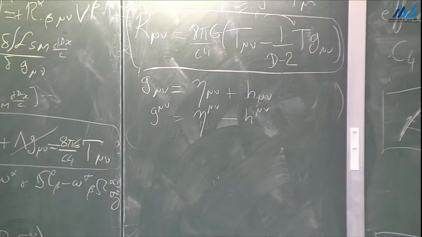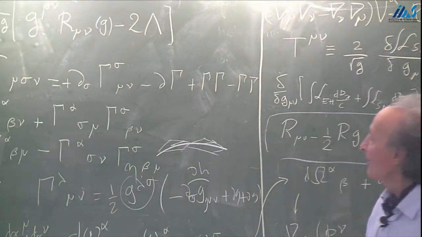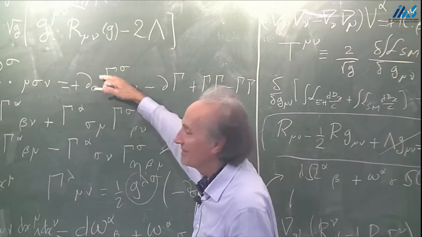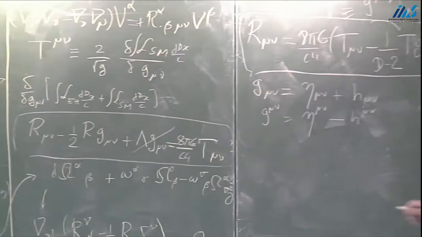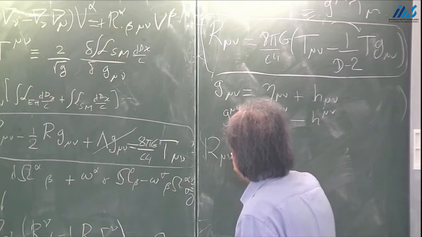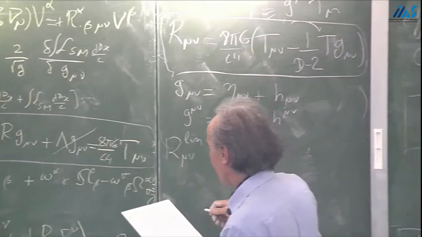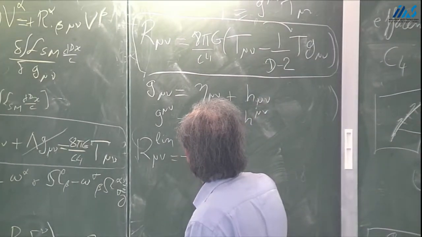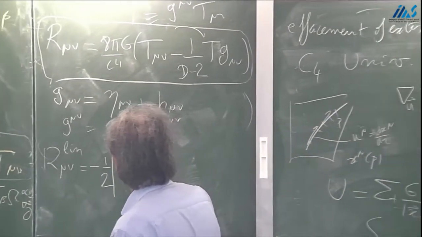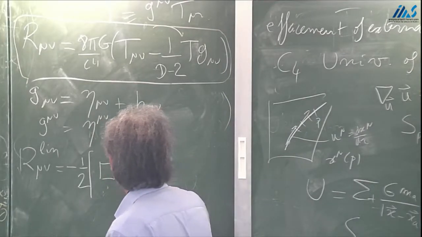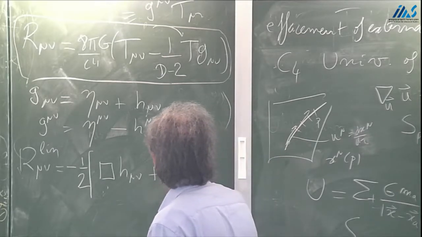If you compute gamma, this is already of order dh, so this g can be replaced by eta. So computing gamma is trivial. Then you replace gamma here and take this limit. It's actually a fairly trivial calculation. And when you do it, just for you to check that you get the correct limit, you should find that the linearized limit of the Ricci tensor, the lowest approximation, is equal to minus 1/2 times the D'Alembertian with respect to the Minkowski metric of h mu nu, plus certain terms which actually have a very simple structure.